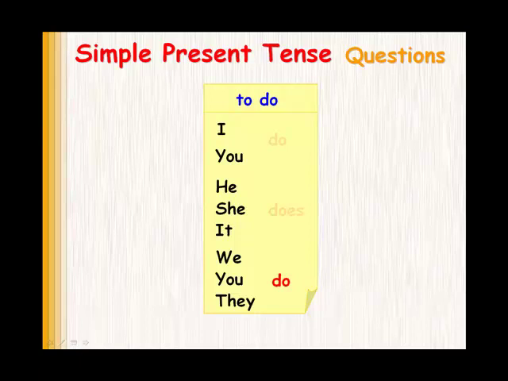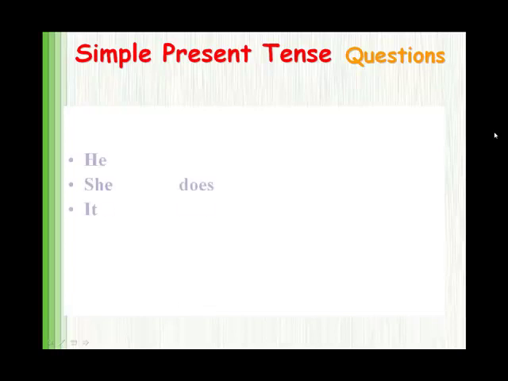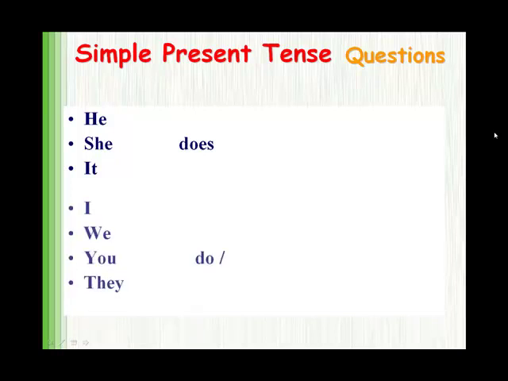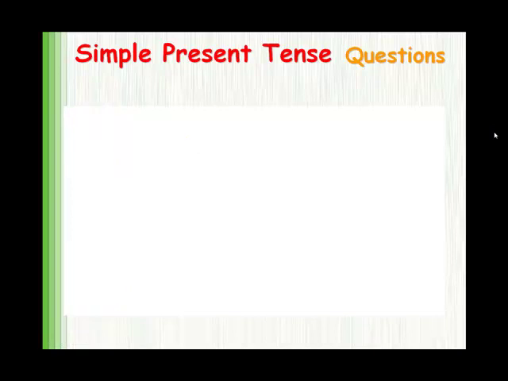So first thing would be to learn this by heart. He, she, and it take does for questions. If you remember this, the rest would take do for questions, okay? He, she, it use does for questions, and the other pronouns, the other subjects, use do for questions. That would be a good start to learn this by heart. He, she, and it use does for questions, and I, we, you, and they use do for questions, okay?